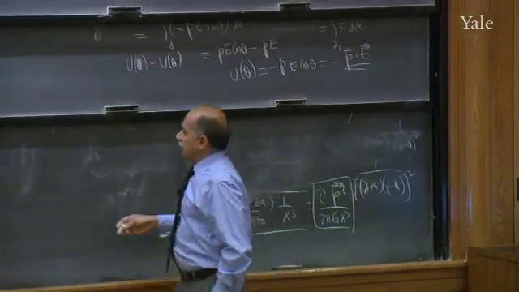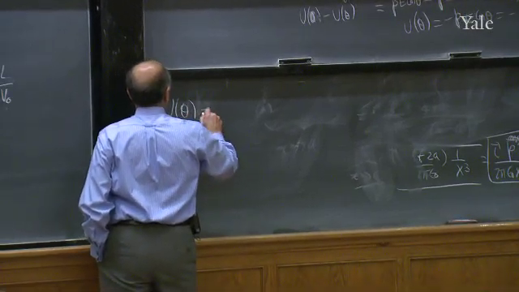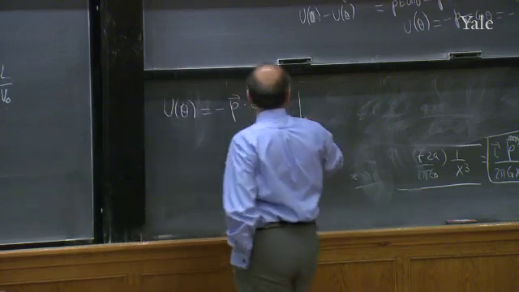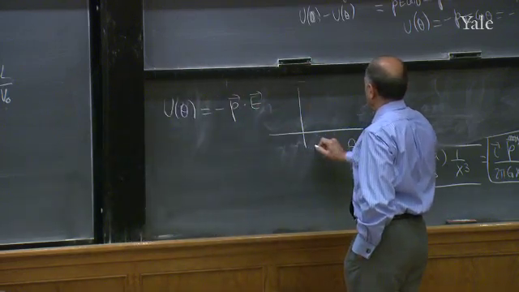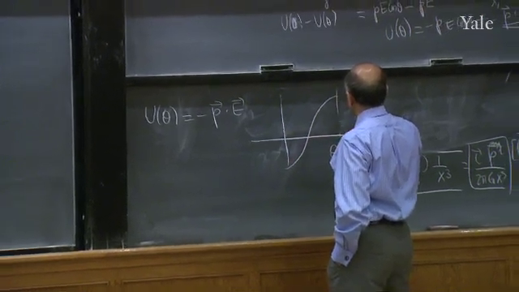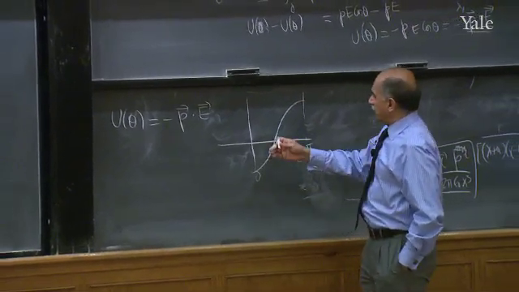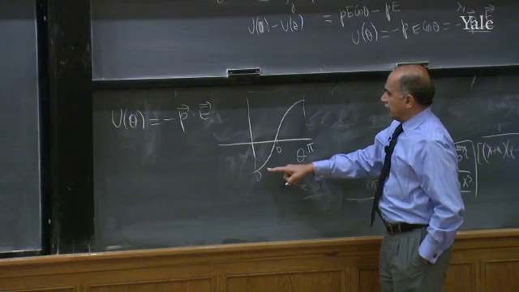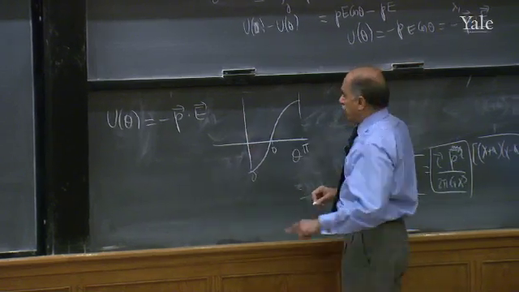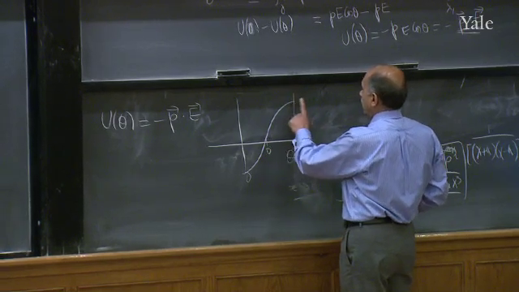When you have a dipole in an electric field, it has a potential energy associated with the angle, which is minus P dot E. And if you draw a picture of that as a function of theta, it goes like this. Theta equal to 0 is when the dipole is parallel to the field. That's when it has the minimum energy, minus P E. At 90 degrees, energy is 0. At 180 degrees, it's maximum.